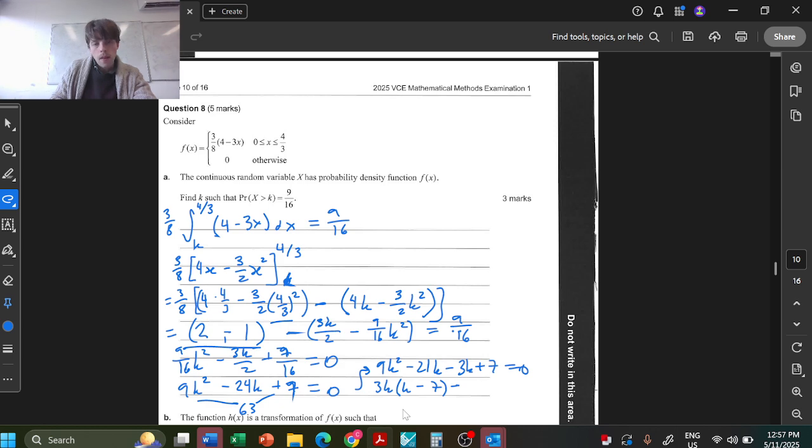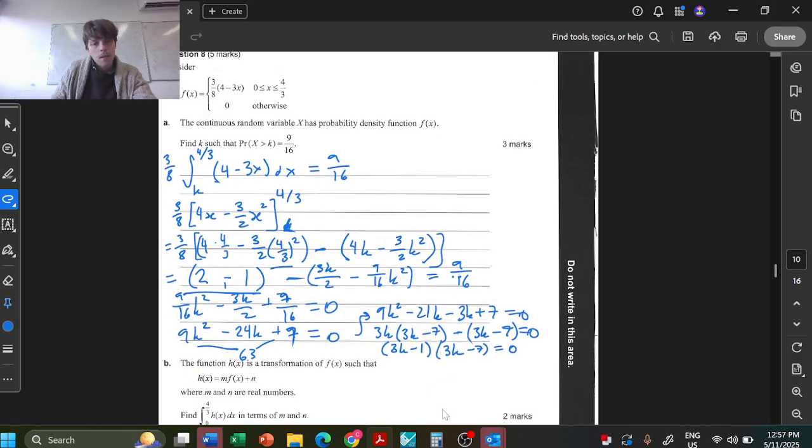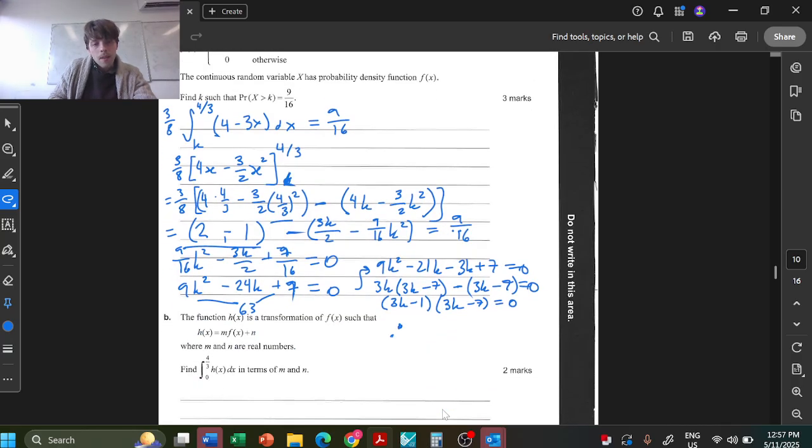Better. And then when we take out 3k minus 7, 3k minus 7, then when we take out the negative here, we're also getting 3k minus 7. So therefore, this factorizes as 3k minus 1, 3k minus 7 is equal to 0. And therefore, our answers are k equals 1/3 and k equals 7 over 3.